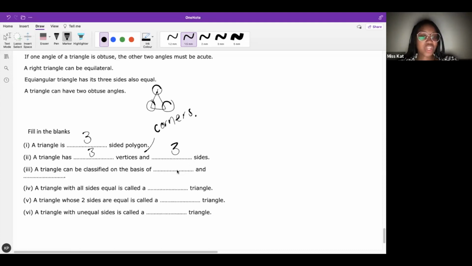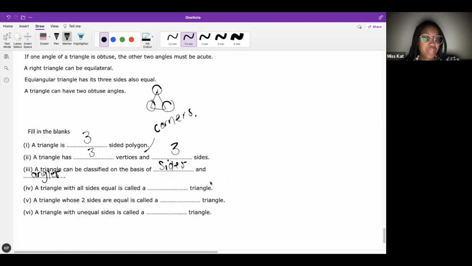Okay. Triangles can be classified on the basis of what and what? How did we classify triangles, guys? How did you decide that it was a scalene triangle? You looked at the what? And how did you decide that it was an equilateral triangle? There we go, Juanita. On the basis of sides and angles.